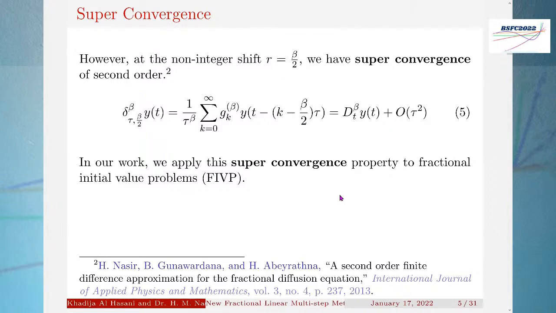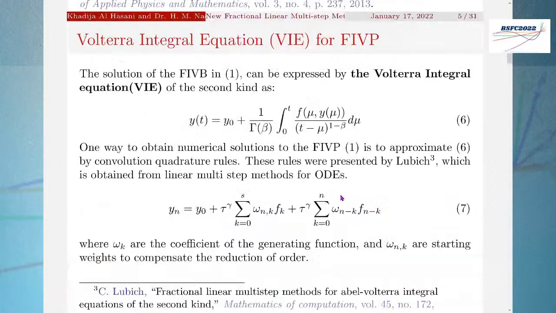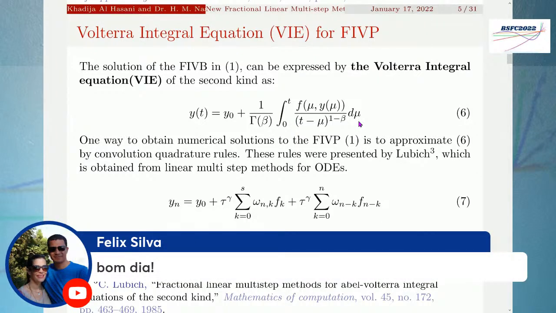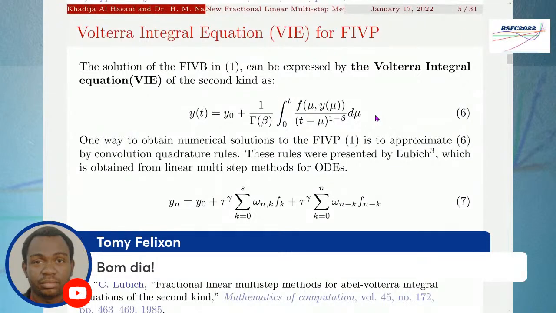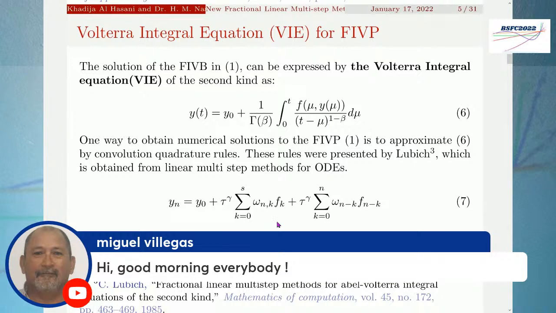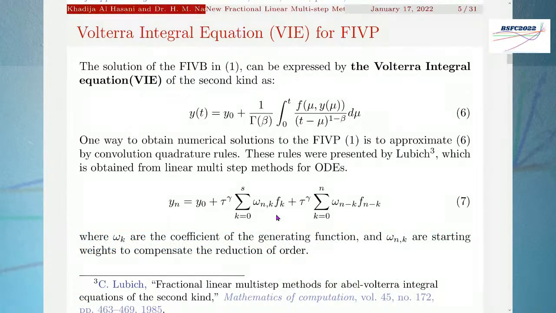So in our work, we apply the superconvergence property to the fractional initial value problem. The solution of the fractional initial value problem (1) can be expressed by the Volterra integral equation of the second kind here. And one way to obtain the solution to the fractional initial value problem (1) is to approximate this equation by the convolution quadrature rule. This rule was obtained by Lubich from the linear multi-step method for the ODEs, where this coefficient is the generating function, and this coefficient is the starting weights to compensate the reduction of order.